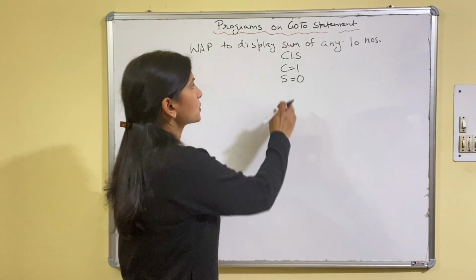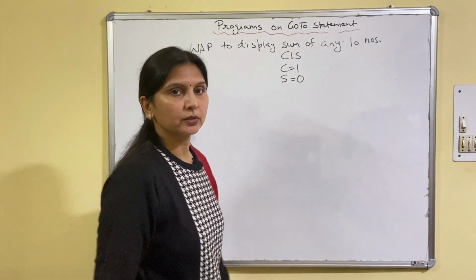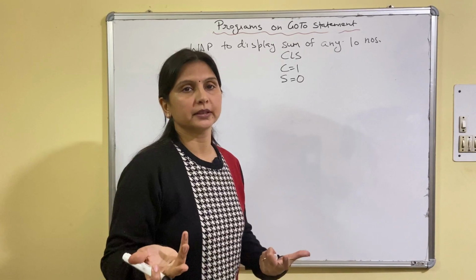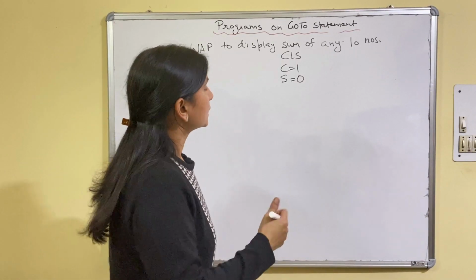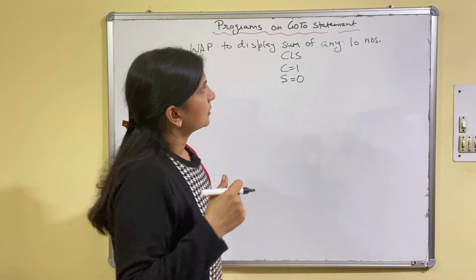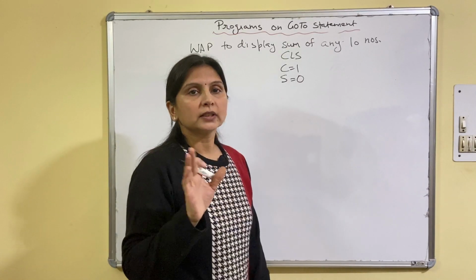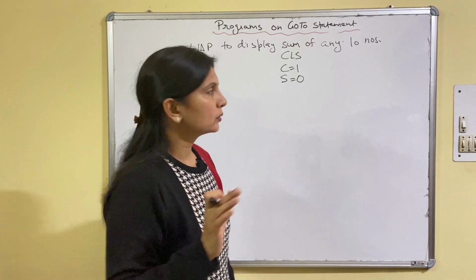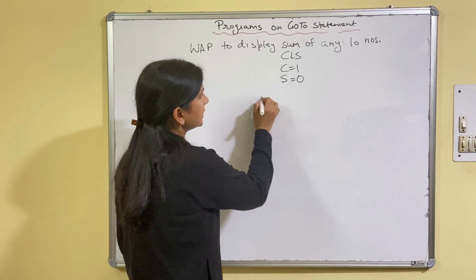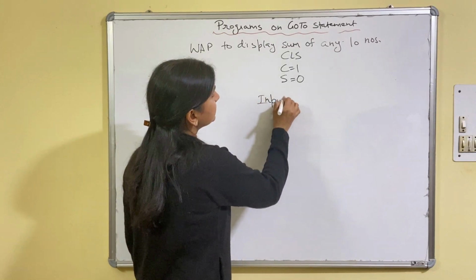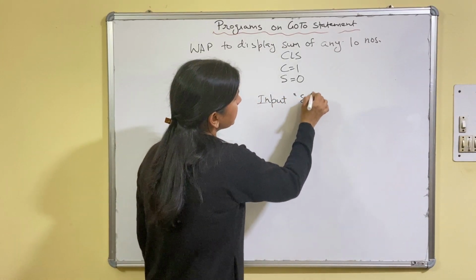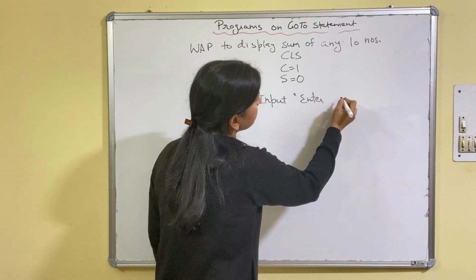Fine. So same, c is 1, s is 0. Now we don't know the numbers, isn't it? So what do we do? For 10 numbers, we will not take 10 variables. What we will do? We will write it once only. Input, enter a number.